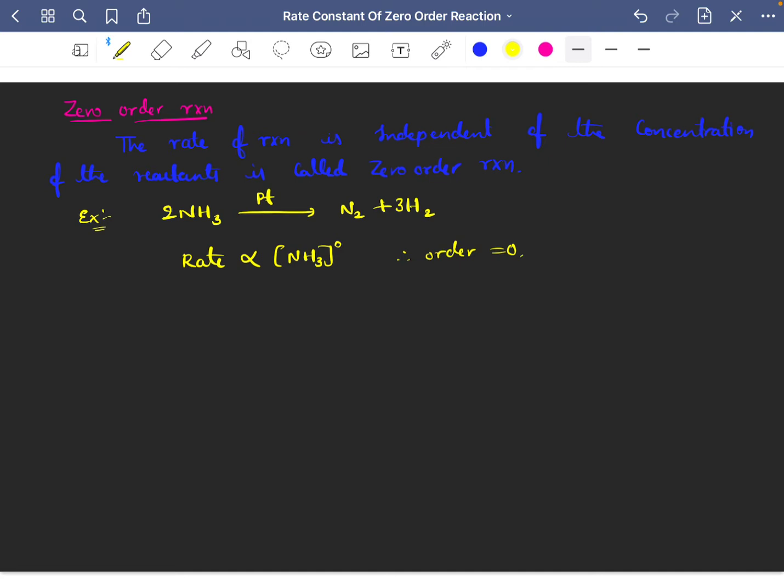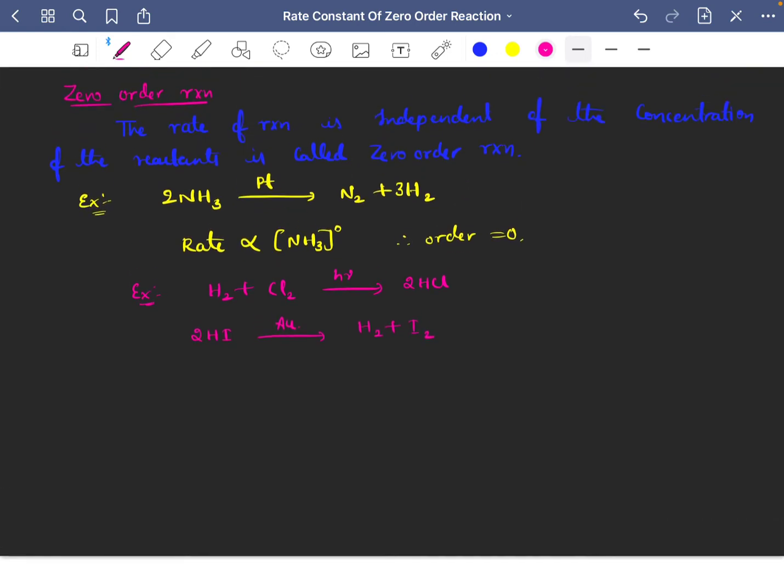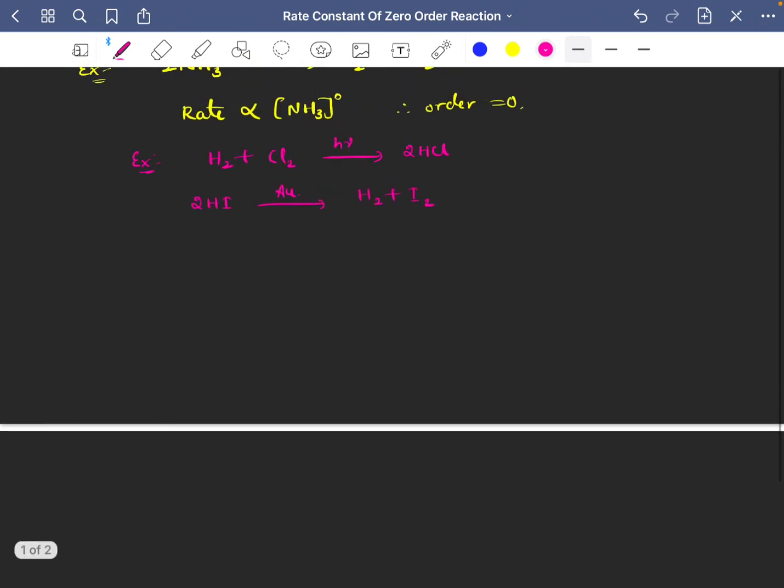You can take some more examples like this, like H2 plus Cl2 in the presence of sunlight gives rise to 2 molecules of HCl. Even this reaction comes under zero order reaction. You can take decomposition of hydrogen iodide, that is H2 plus I2, we will get hydrogen and iodine in the presence of gold. So these two are examples of zero order reaction.